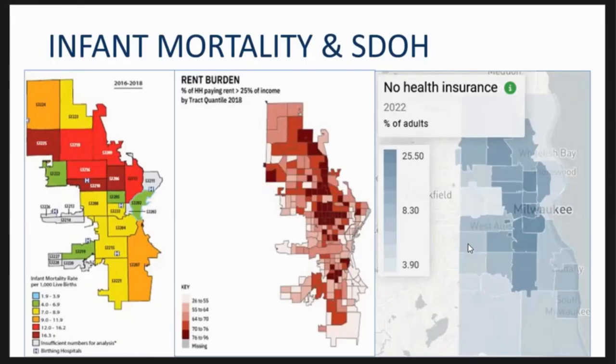So if you've heard the phrase, every map of Milwaukee is the same map, we can see those patterns coming up there, where those dark ones show up. So we know the areas that have been historically disinvested, we know the areas that are struggling and need our support.